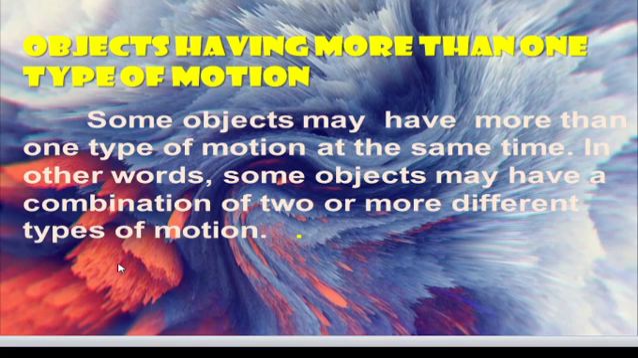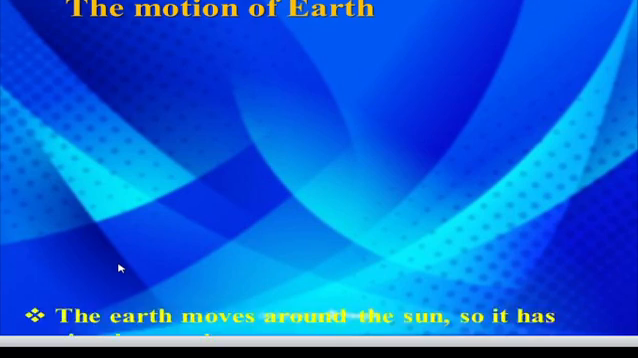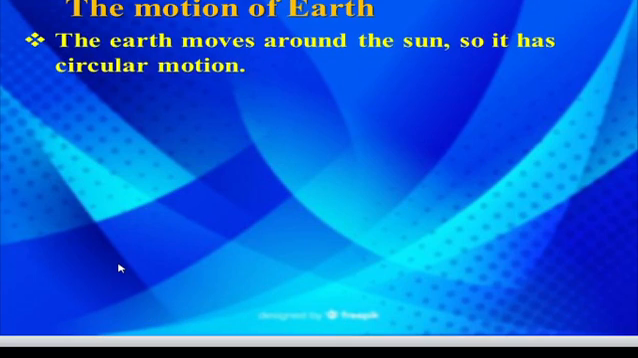Objects having more than one type of motion. That means some objects may have more than one type of motion at the same time. In other words, some objects may have a combination of two or more different types of motion. The motion of the earth. The earth moves around the sun, so it has circular motion.